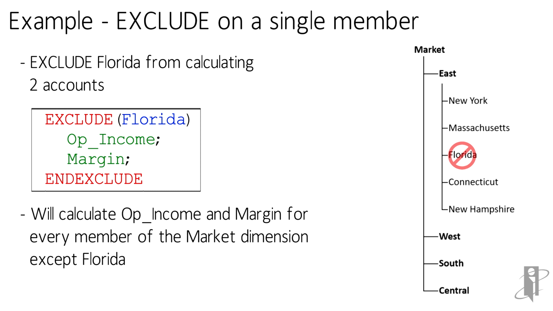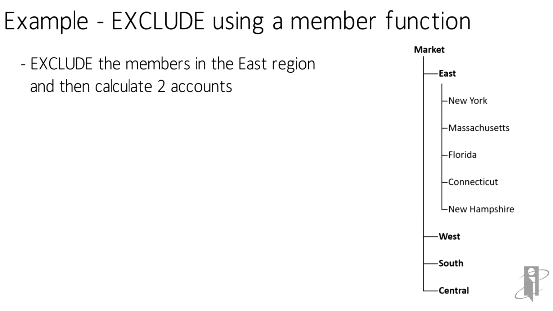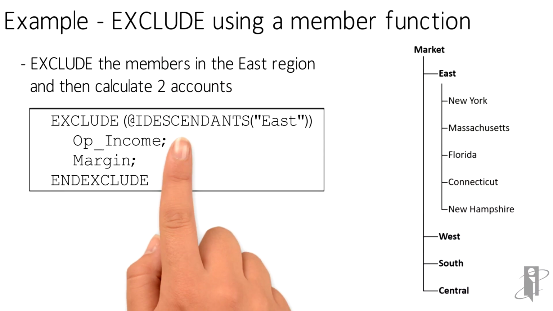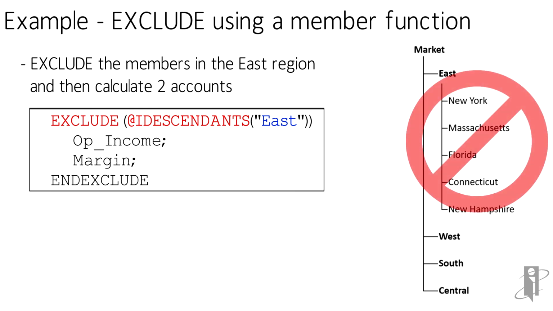But what if I didn't want to count any of the East? Maybe East has already been calculated. I could do an exclude using a member function. So I could say exclude @IDESCENDANTS of East. This will take everything in East's region: East itself and all of its children, and its children's children, everything in the entire East region, and it will exclude it. So for total market, for West, for South, for Central, and all the things in West and South and Central, it will calculate op income and margin.